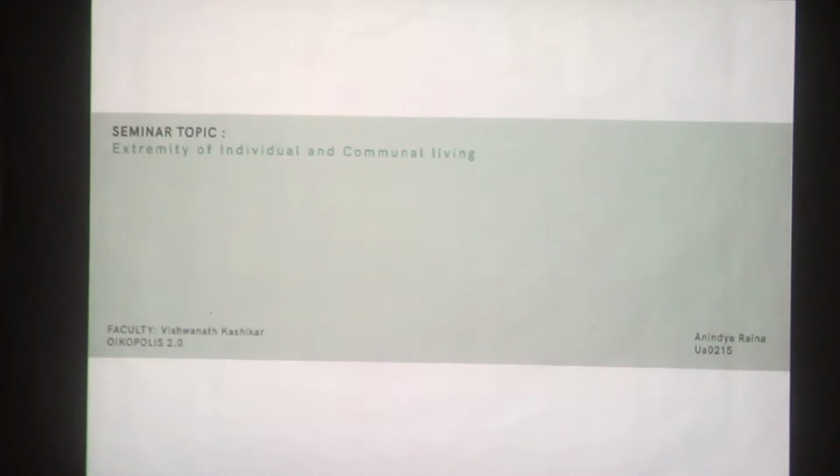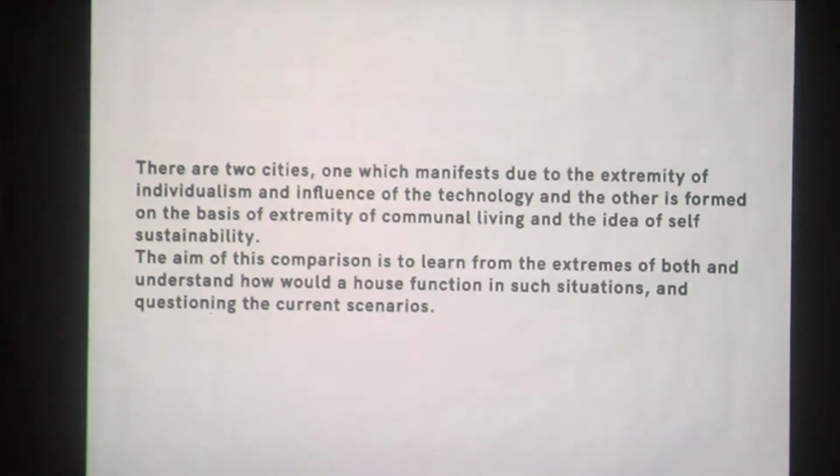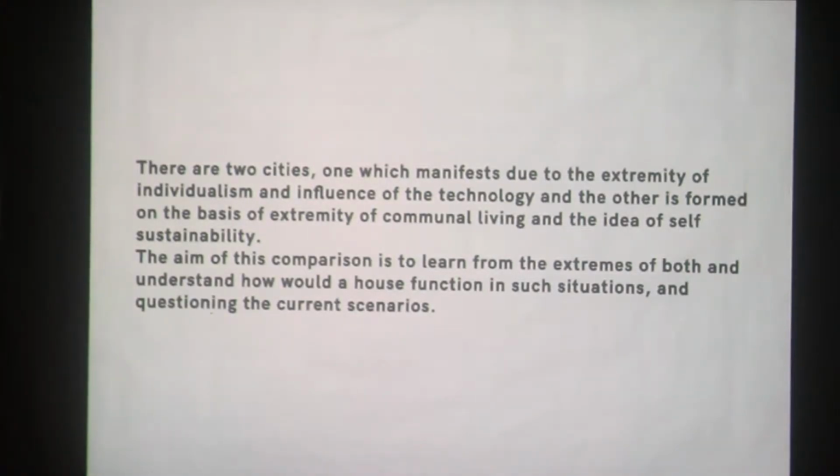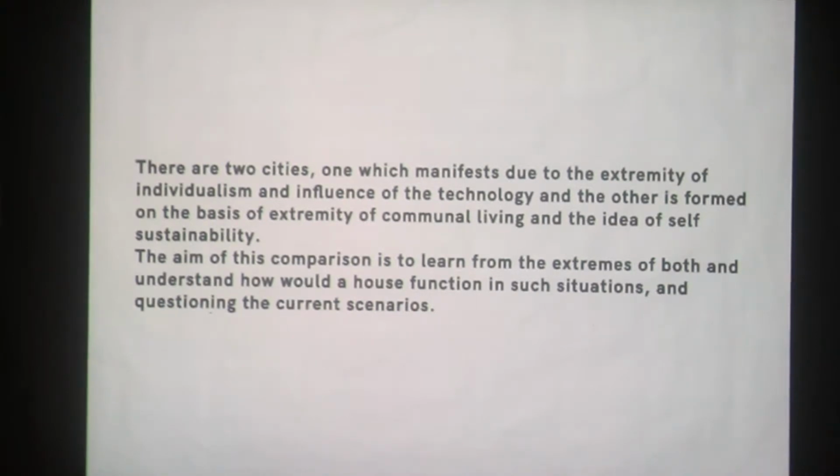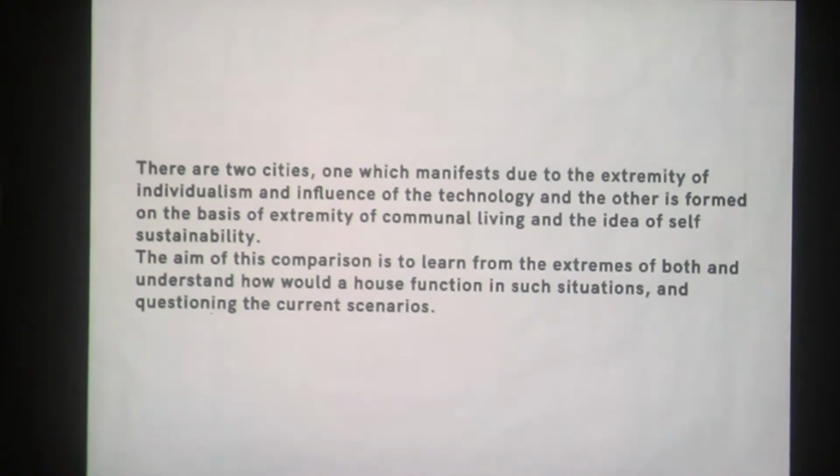So, like what most of them have done, it's not very factual based and not really data collection or comparison or case study. It's something that I've come up with. So I've taken a scenario of two cities, one of them is an individual city and one of them is a communal living.